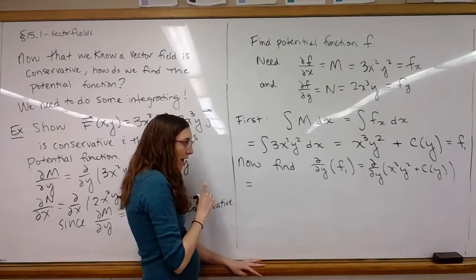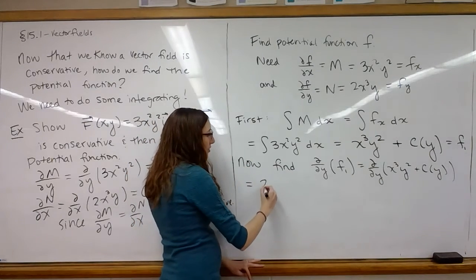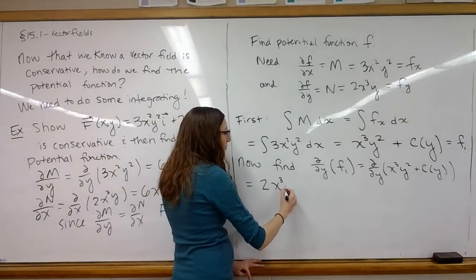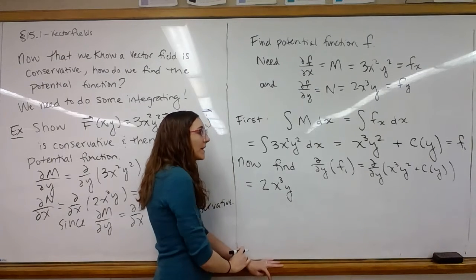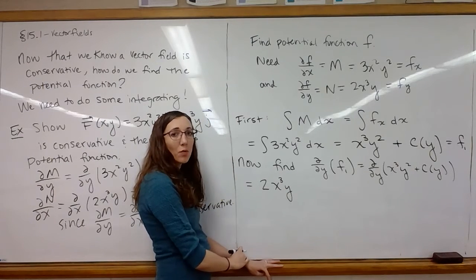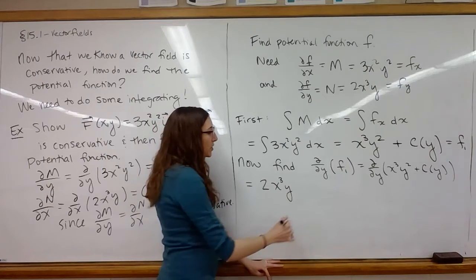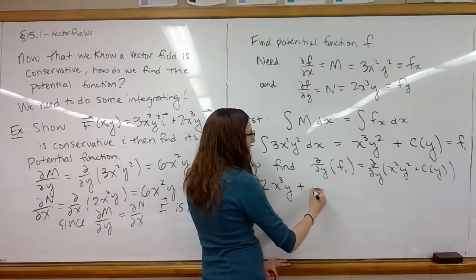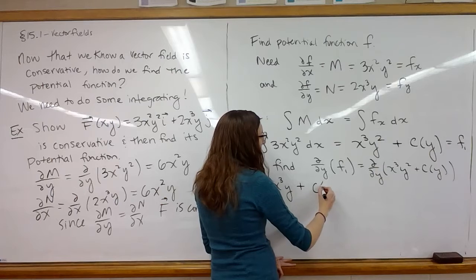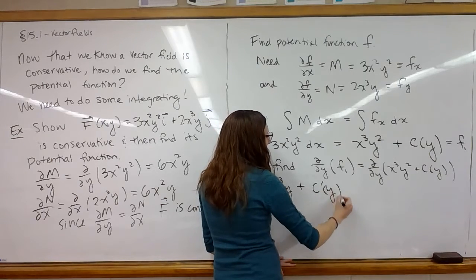The first part of that will bring the 2 down, so we're going to get 2x cubed y. And then we're just going to have a derivative. We don't know what the second piece is. We don't know what expression it is, but it's some expression of y. So it's just going to be some c prime of y.